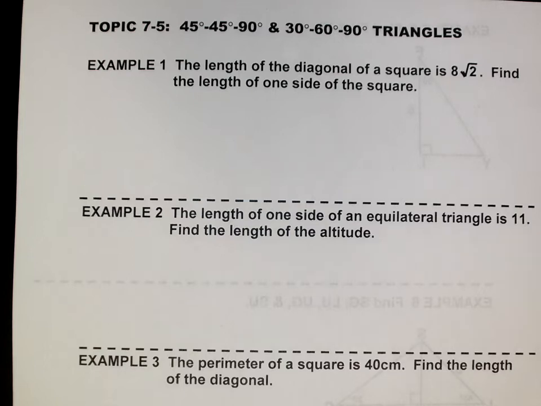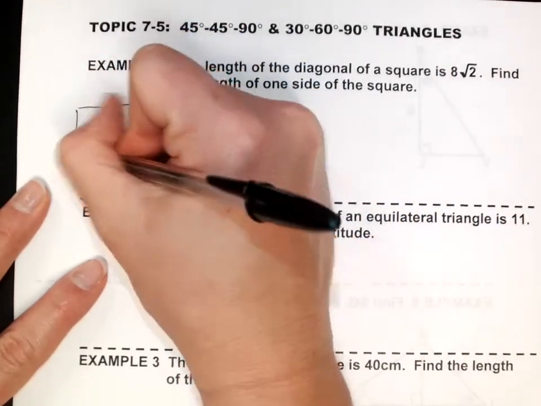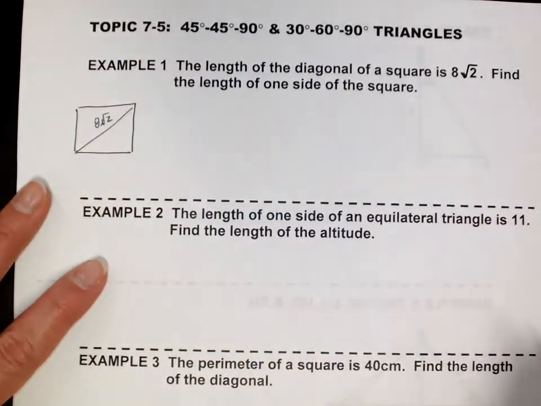So in this section, these are all mixed up. So you kind of have to pay attention to figure out which one of your formulas you need. So this is the length of a diagonal of a square. So here's my square. The diagonal is 8 square root of 2. Find the length of one side of the square.